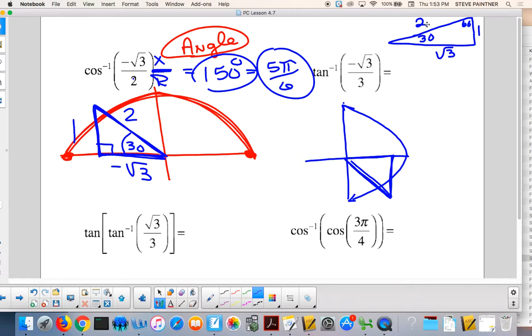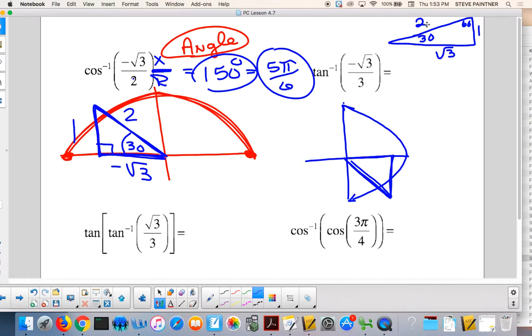1 over this. But 1 over this, is that this? No. Well, yeah, but I'll fix it in a second. Is 1 divided by this really square root of 3 over 3? Yeah, so it is a 30.